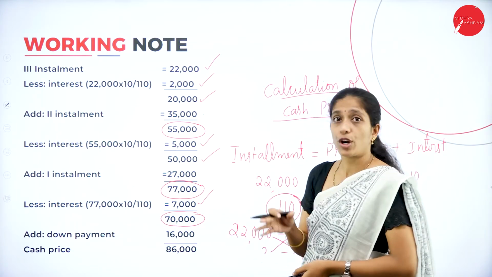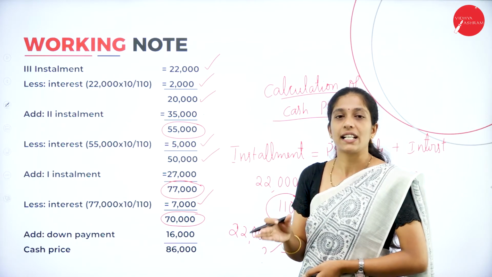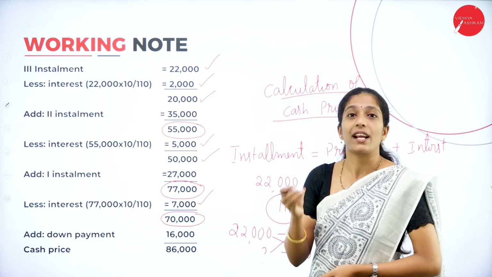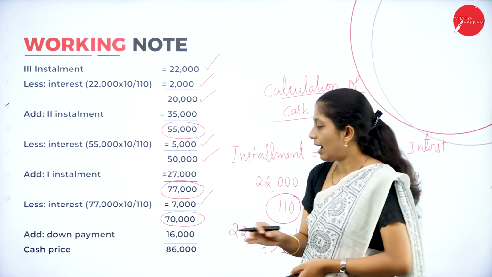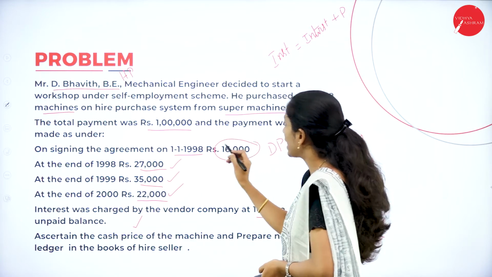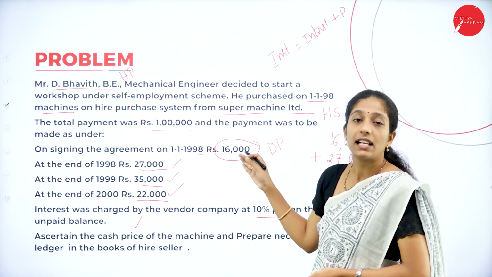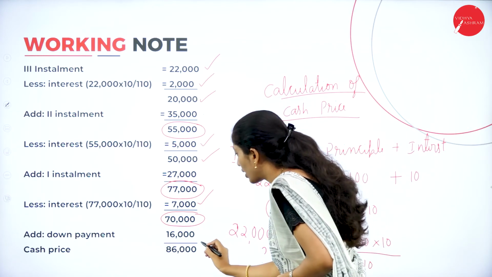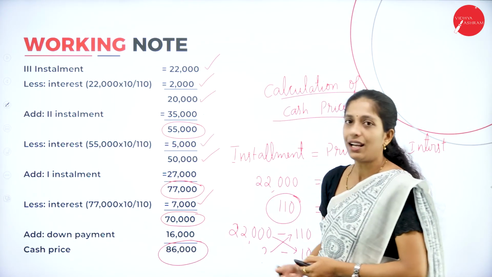Now what is the amount payable? That is 70,000. For that, add the down payment, which is already paid on the delivery of that particular asset. What was the down payment? They have directly given it. On the date of delivery, they gave 16,000 as down payment. So add the down payment, and you'll get the total cash price of the asset.